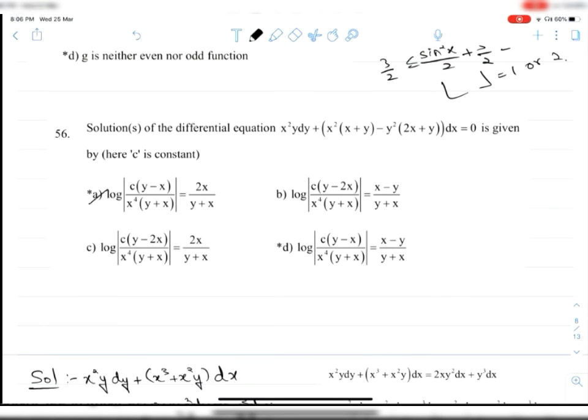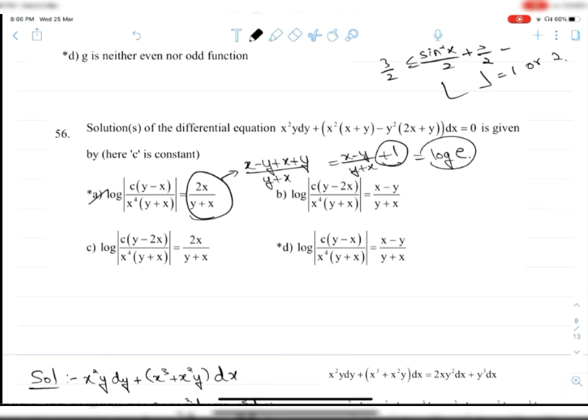But again, this 2x by y plus x, I can write it as 2 times of x minus y plus x plus y by y plus x. So this is x minus y by y plus x plus 1. This plus 1, I can write it as log of e. And I can include this part in the integration constant. So in that way, even d is the answer.